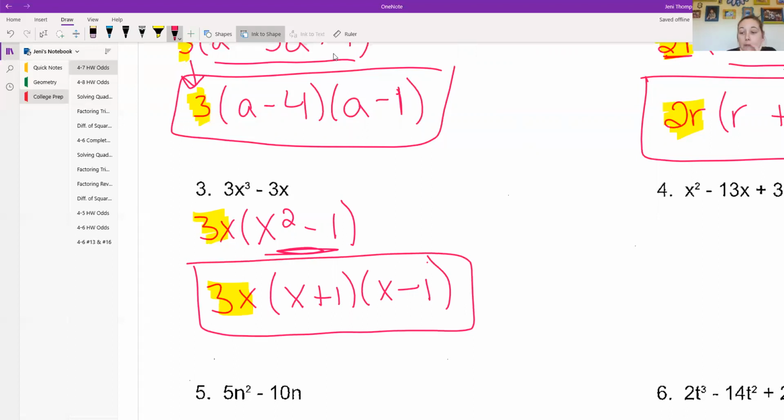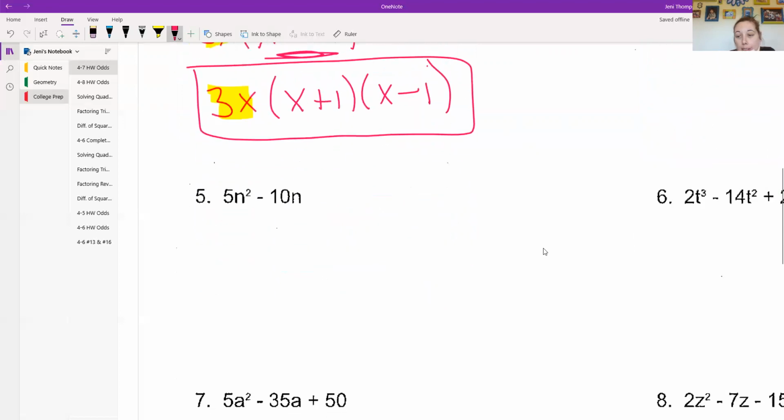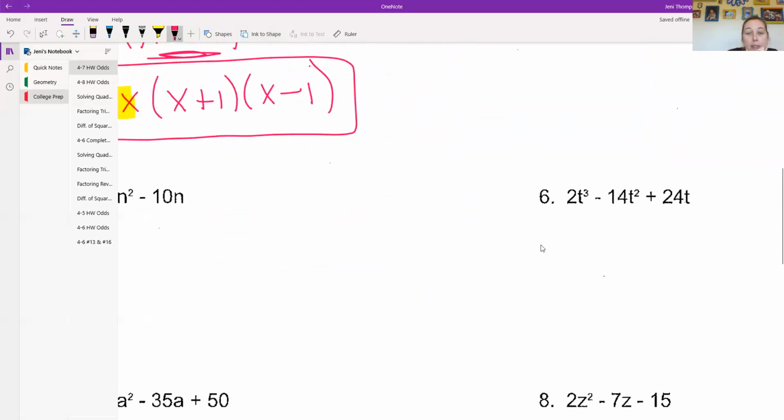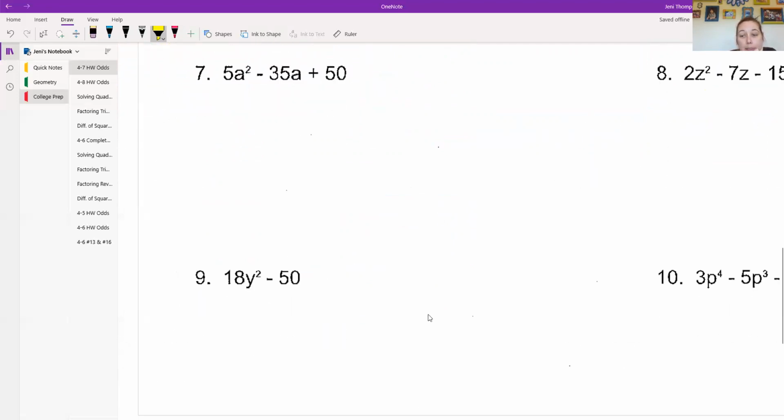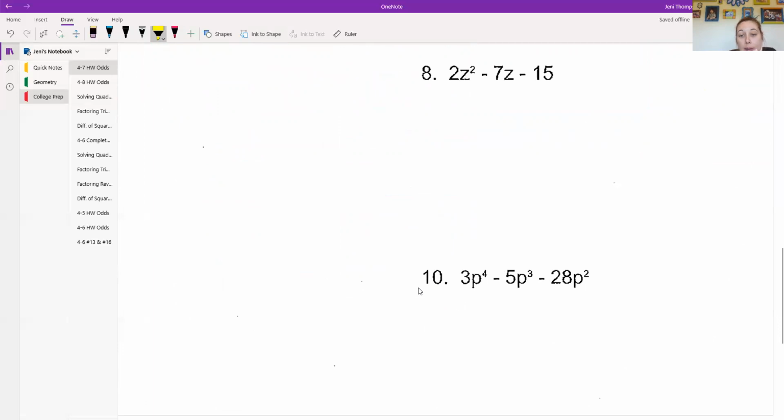I think you guys can take it from there. It looks like number 6, we're going to be also factoring out a variable because we have a t cubed right there. Looks like we can take a t out of each of these. And then number 10, we've got a fourth, a third, and a squared. So instead of just a p, just 1 to the 1 power, it looks like we're going to be taking out a p squared when we factor that.